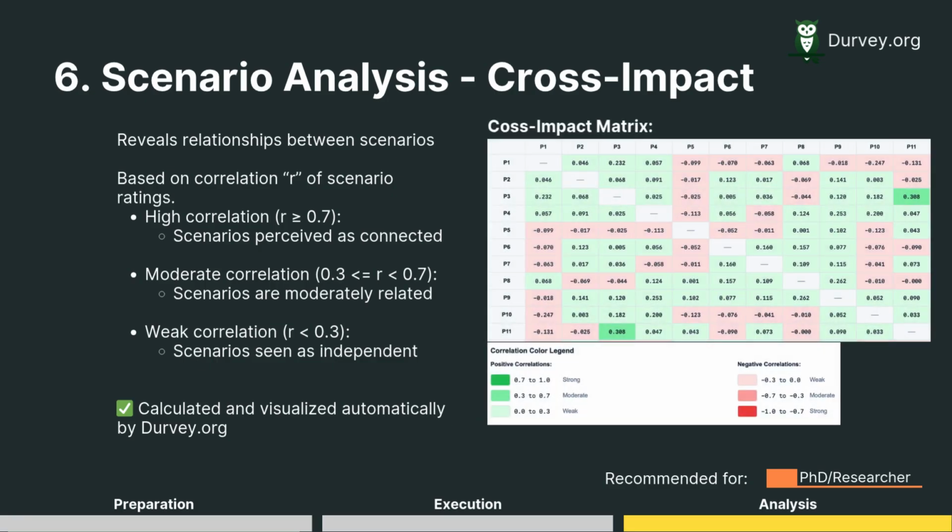In this example, the cross-impact analysis shows a moderate correlation between Thesis 11 and Thesis 3. No strong correlations are observed, while the remaining relationships are classified as weak correlations. Positive values indicate a positive correlation, and negative values indicate a negative correlation. Again, Delphi.org calculates and visualizes these relationships for you automatically.